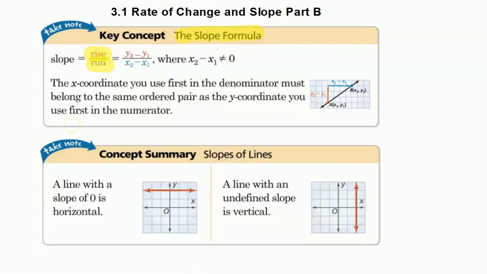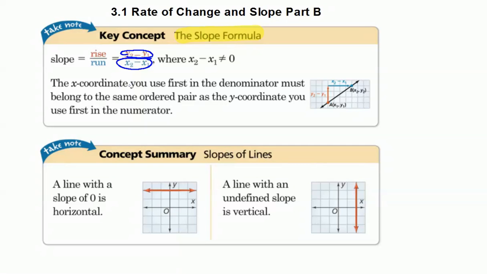The slope formula is going to be using y2 minus y1 over x2 minus x1. So we're going to have to label points so we can find the slope. And that's what we're going to be doing in Part B.